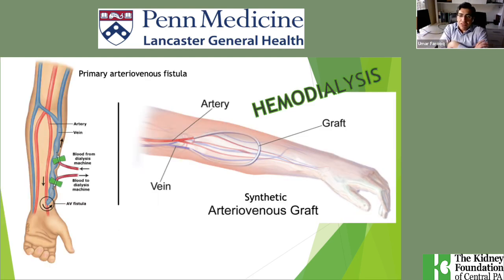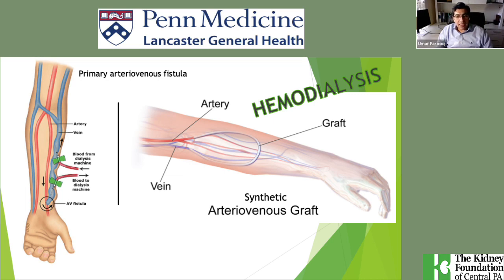This is a nice picture of AV fistula and AV graft. What the surgeon does is connect your artery, either naturally or through a synthetic pipe, to the vein. If it is natural, then the vein actually gets bigger and thicker, so the vein can be accessed. But if it is a graft, it provides an area for decent access to the blood flow.